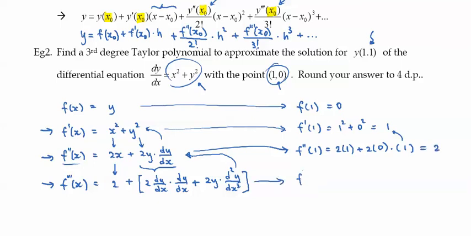And finally, triple prime when x equals 1 involves 2 plus square bracket 2 times 1, that's dy dx, times 1 again, plus 2 times y times the second derivative, which is the result from the above, and that gives us 4.